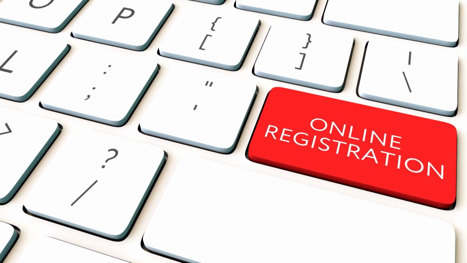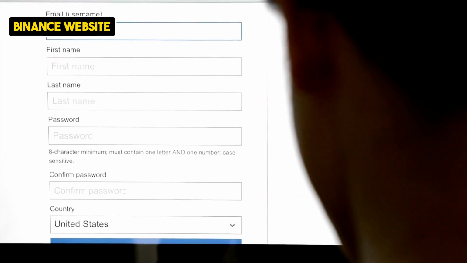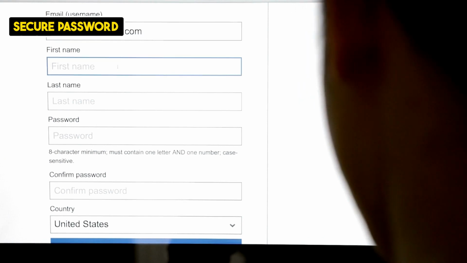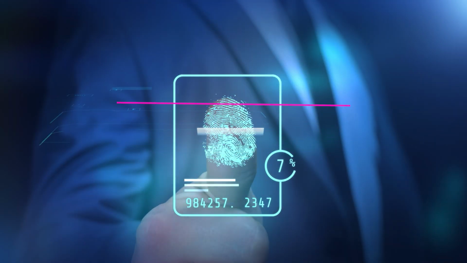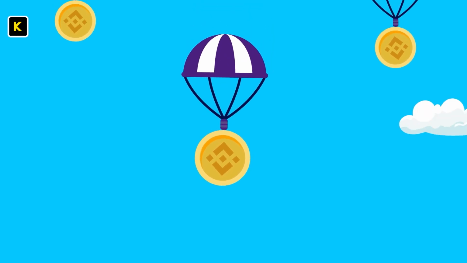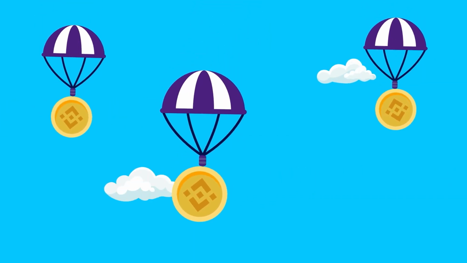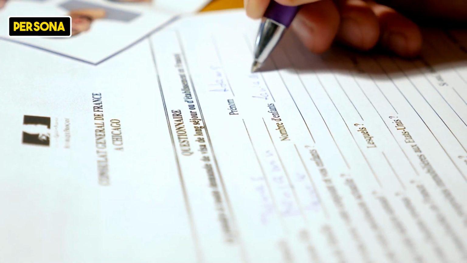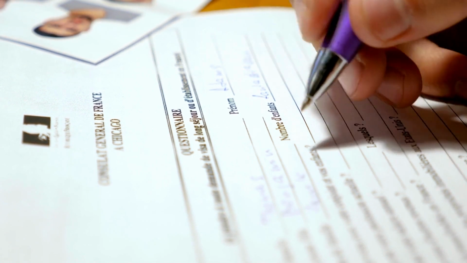Registration. To start using Binance, you need to create an account on their platform. Visit the Binance website and sign up by providing your email address and creating a secure password. Verification. Binance follows a Know Your Customer (KYC) process for identity verification, especially if you plan to use higher withdrawal limits. You'll need to provide some personal information and documentation to complete this process.